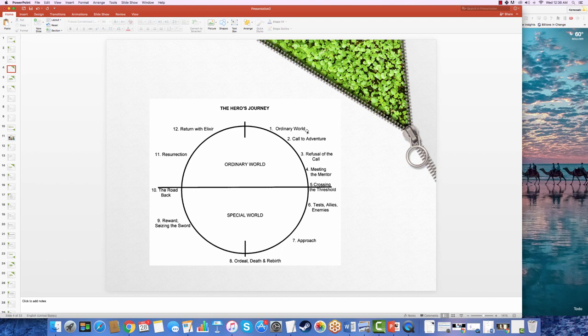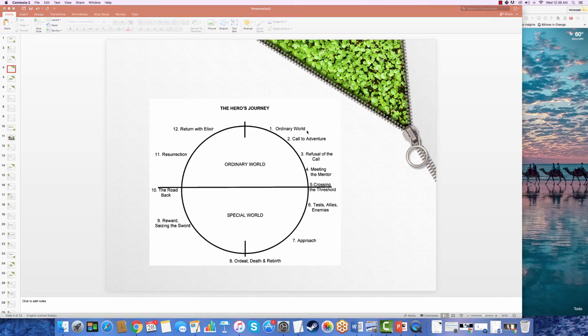The next step is called crossing the threshold. So crossing the threshold is when the hero moves from their ordinary world, their old world, into the new special world. And this is a world of adventure, a world of discovery, a world outside the norm, and usually outside of the comfort zone of the hero, and therefore your audience. They don't know what to expect, and this is part of the adventure and the interestingness of the story.